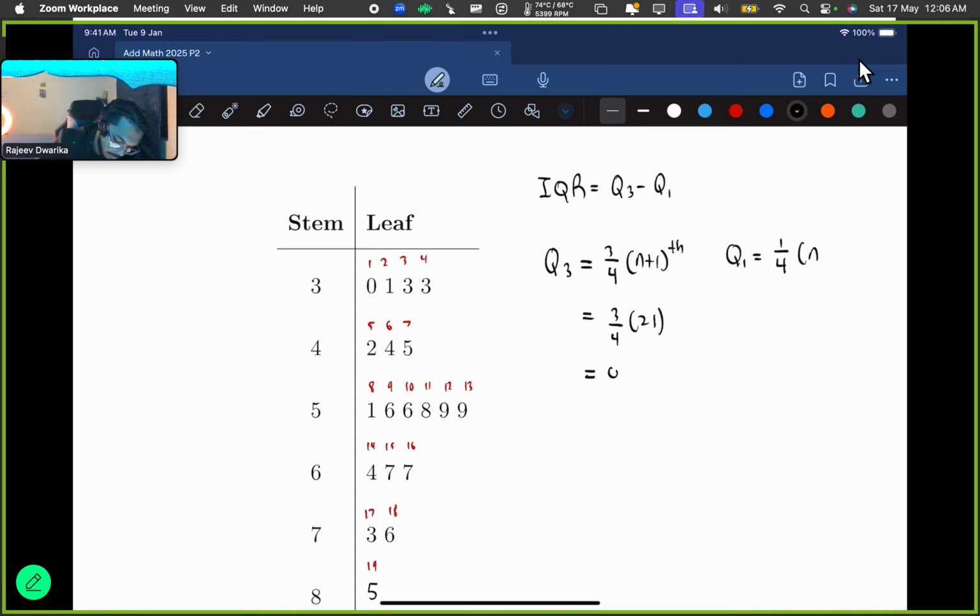0.75 times 21. Let me turn my calculator on. 15.75. The cheap one, the Casio FX-82ES Plus. Damn, I spent 150 on this. My girlfriend bought me this one for my birthday. She's supporting the addiction. She's supporting your madness. Yeah.